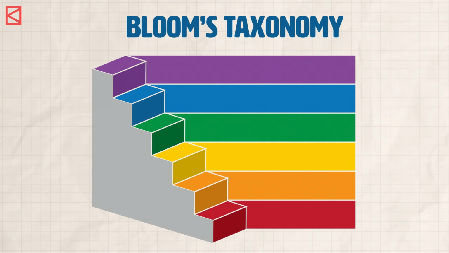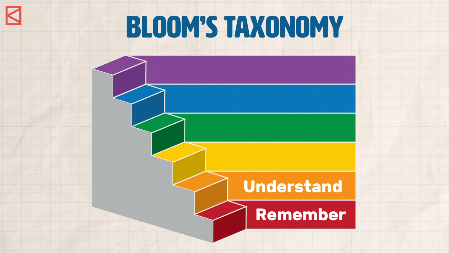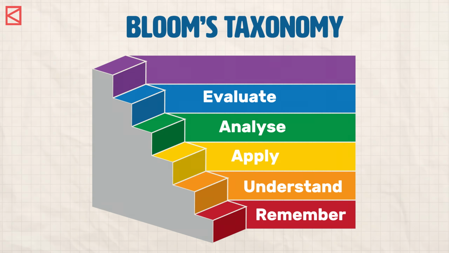Bloom's taxonomy was created by educators to help students learn better. It sorts learning into 6 levels. At the lower level, we have remembering and understanding, then moving towards more advanced levels like applying, analyzing, evaluating, and creating. Let's break it down one by one.